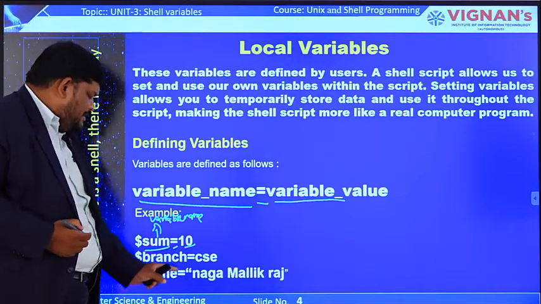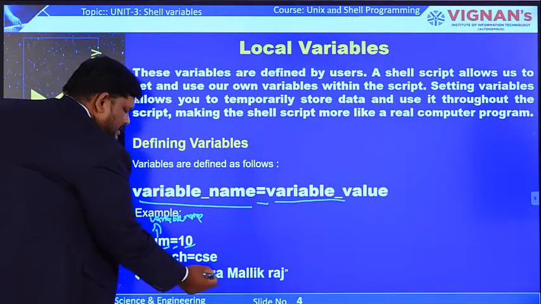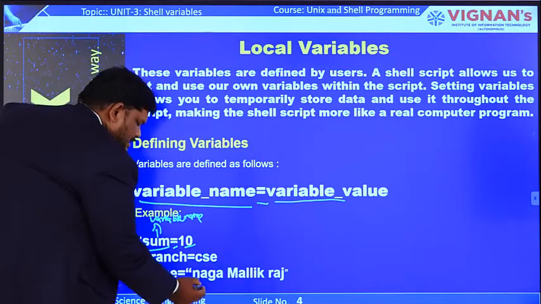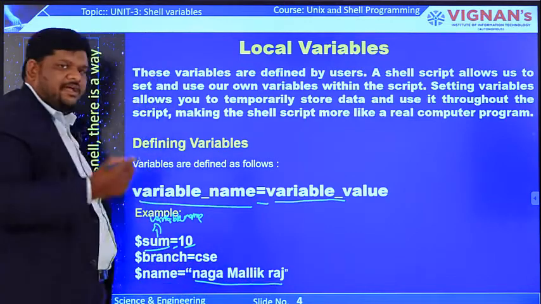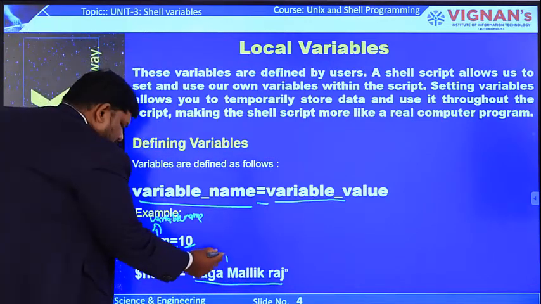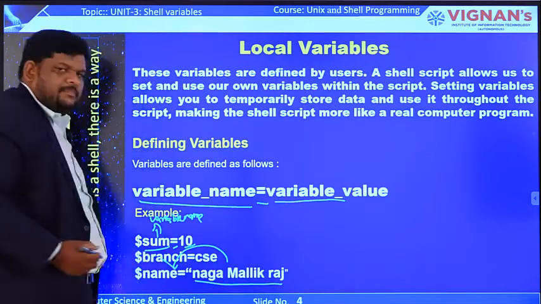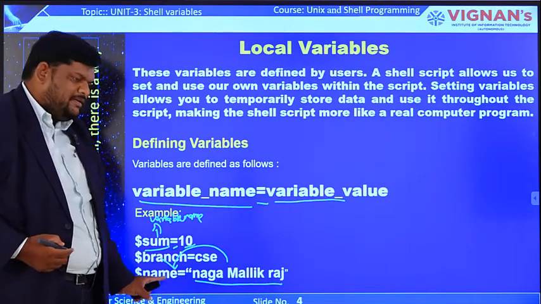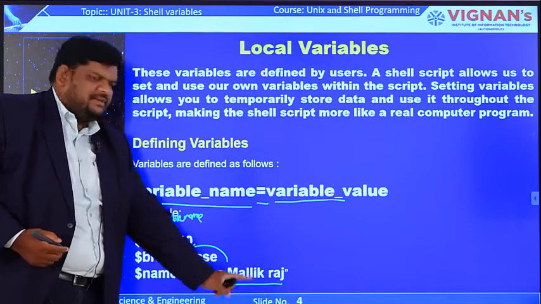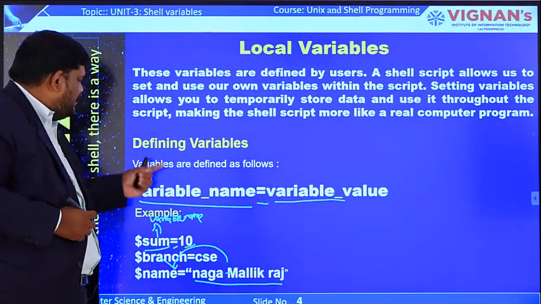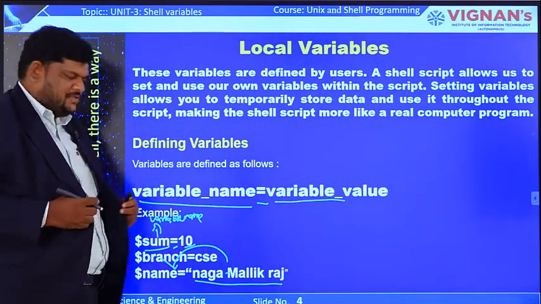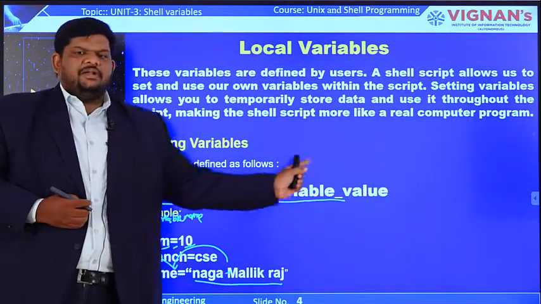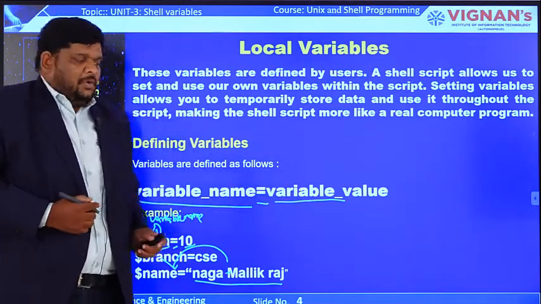Name is equal to, within double quotation marks, I am writing here Naga Malik Raj. This entire thing we treat as a value, and it will be stored in the variable name. The variable name is here name. When we access this, we get the answer Naga Malik Raj. In this way we define variables. So the syntax is variable name is equal to value.